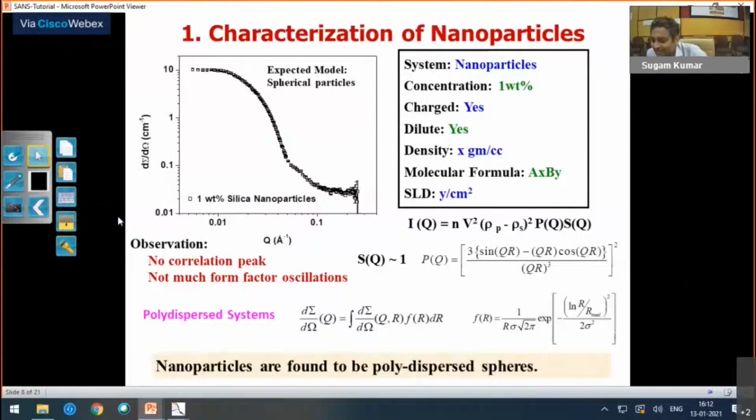Eta is the contrast factor. The question is, is there any reason to vary the value of eta? We cannot vary eta if your scattering length density is not uniform. For example, if you are having core shell kind of particles, then eta has to be fixed, and then another scale parameter n has to be fitted.